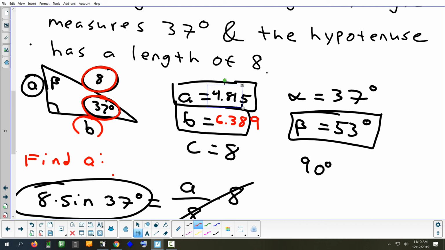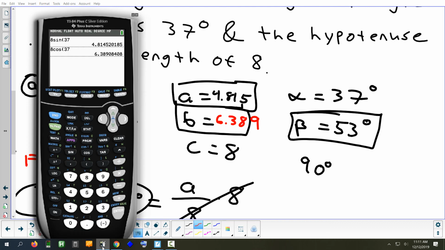And the last thing you could check is you could plug that into Pythagorean Theorem. A squared plus B squared should come out to what number? Should be 64. 4.815 squared plus 6.389 squared should be 64. I got 64.004.